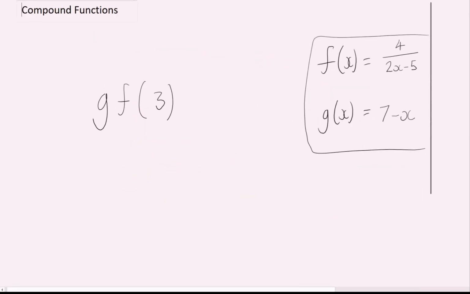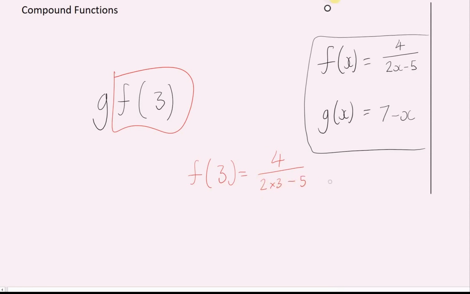Okay, I think I'll just do one more harder example. Here, we need to work out f of 3 first. To work out f of 3, we're going to use this and replace the x with 3. So it's going to be 4 over 2 lots of 3 minus 5. Working this out, 2 lots of 3 is 6, minus 5 is 1. So that's 4 over 1, which is just 4. So we worked out that f of 3 was 4, and we're now going to plug that answer into g. We're now going to work out g of 4. That will just be 7 take away 4, so I'm left with 3.